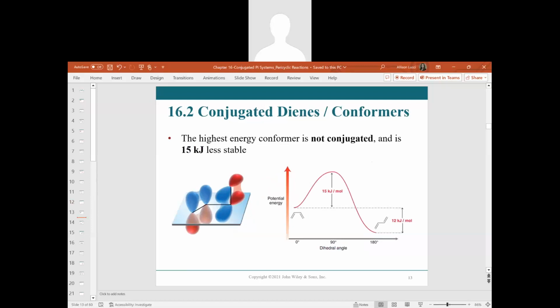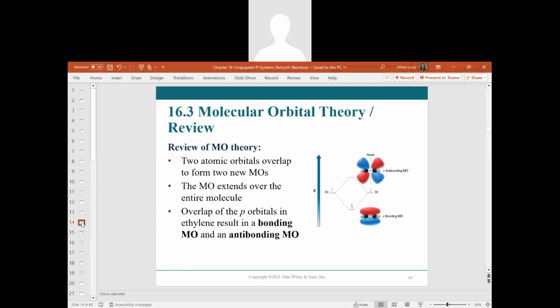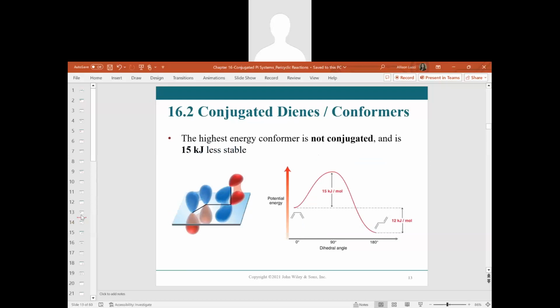This results when we have a lack of conjugation between our pi bonds, and we see that this form, with about a 90-degree dihedral angle, would be about 15 kilojoules per mole less stable compared to our S-cis, and about 27 kilojoules per mole less stable than our S-trans conformation. So that is everything from this section, and we'll continue with section 16.3 in the next video.